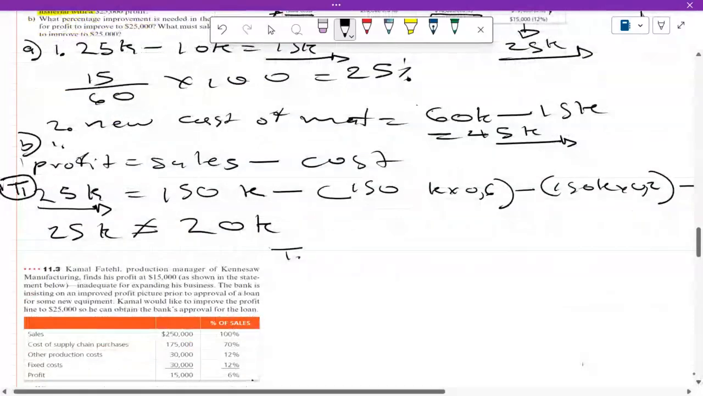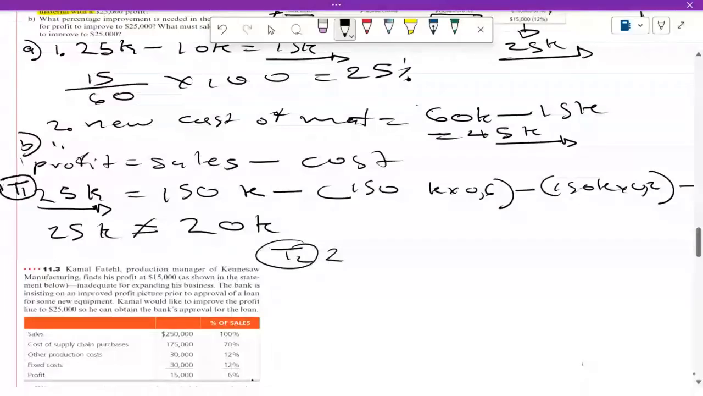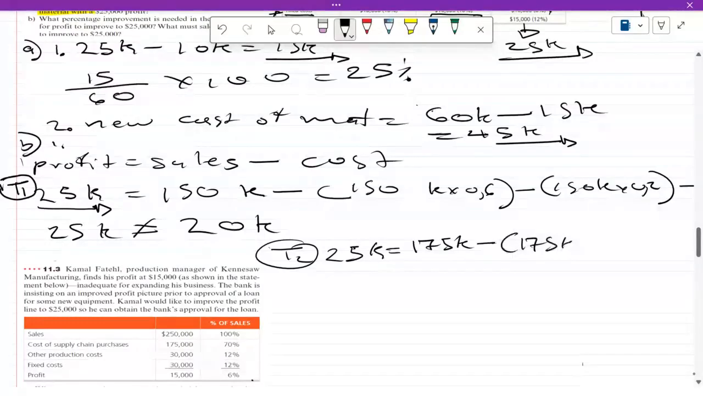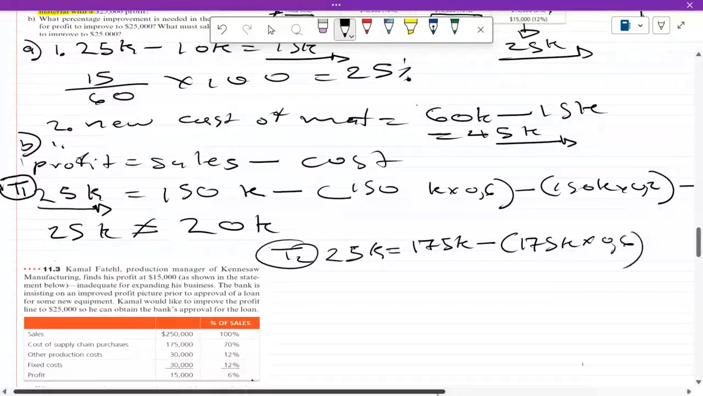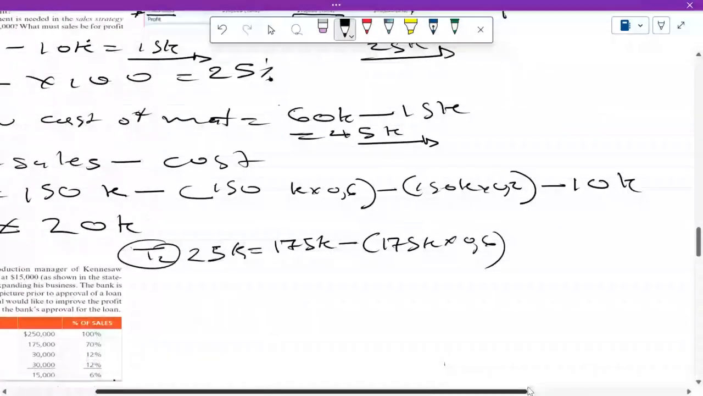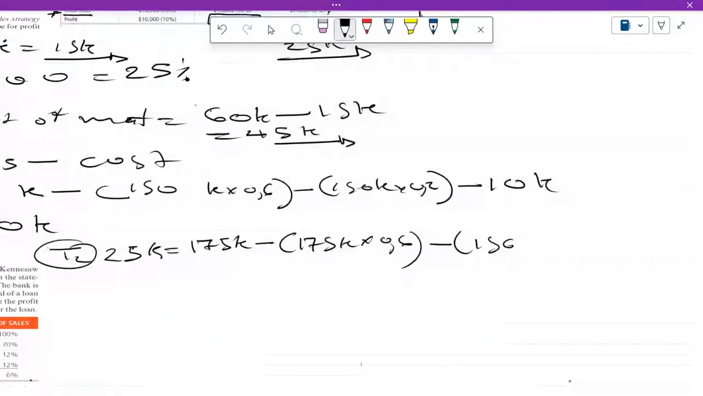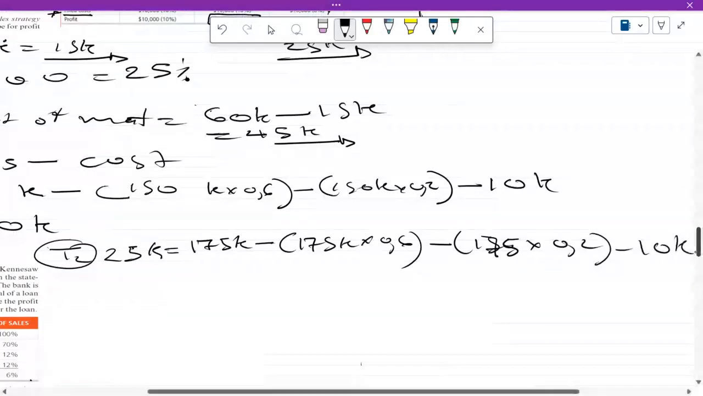So trial number 2 now, we're doing the same with the 175, which is 25K equals to 175K minus, open bracket, 175K multiplied by 0.6 minus 175 again, and 0.2 minus 10K. Let's now do this.